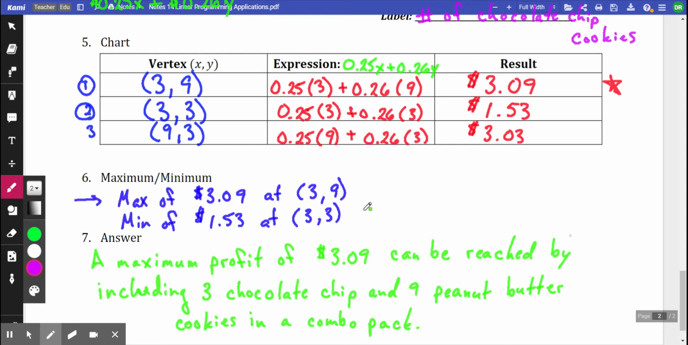And so here's just one other way that we could write this, and there are lots of ways to do this. I'll probably write it a different way every time I do it, but including that important information of maximum profit, even better, including how much that maximum profit is, so $3.09, and then explaining how that's achieved. What was the 3 for? What was the 9 for? 3 was our X value, so 3 chocolate chip cookies and 9 peanut butter cookies in that combo pack.